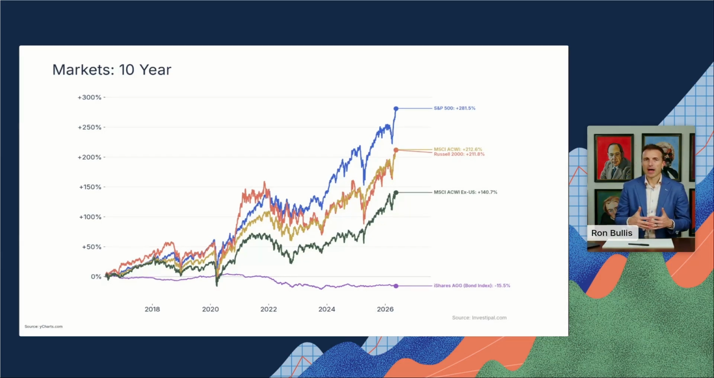On a 10-year basis, we have the S&P 500 dramatically outperforming international. Then we see Russell 2000, small caps. We see emerging markets, and we see bonds lagging at the very bottom of this.